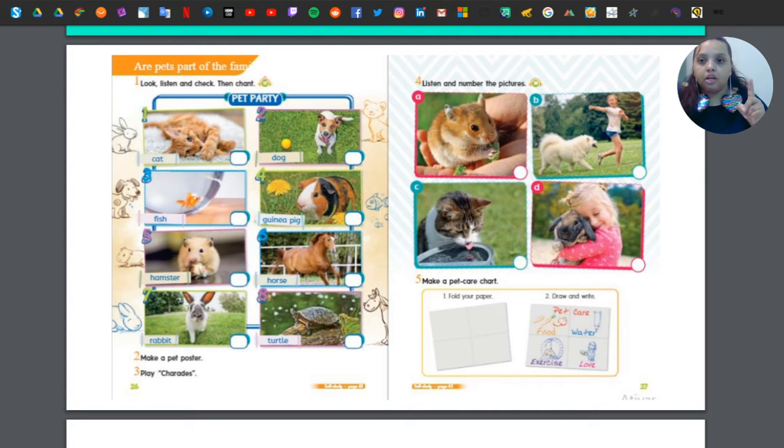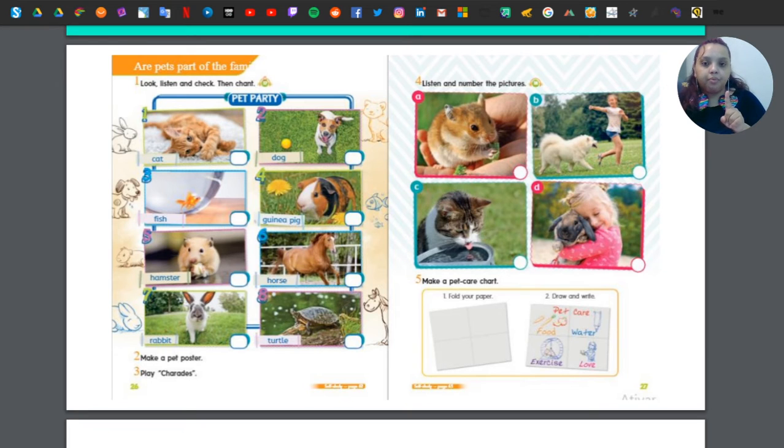Exercise 1. Look, listen and check. Look, listen and check. A gente vai ouvir uma música agora. E nessa música, a gente tem alguns animais. Vamos ver quais são as possibilidades?